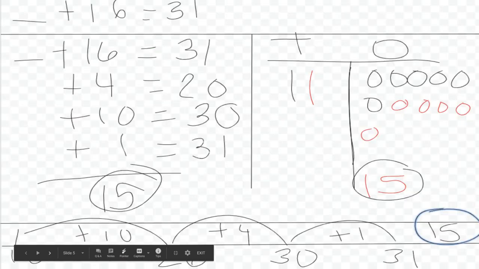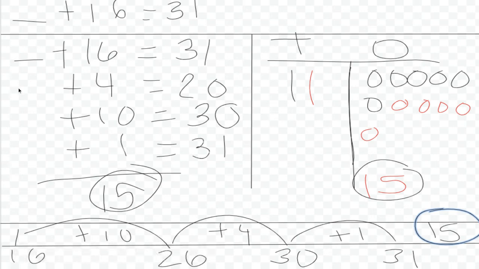I wrote that at the top of the screen here, and I solved using all three strategies. I started with the adding up strategy first. So 16 is where I'm going to begin. So I added 4 to 16 to equal 20. I added 10 to 20 to get 30. I added 1 to 30 to get 31. When I add up the numbers that I added to 16, these three, 15 was my answer. This is a great way to check and see if your answers are right too.